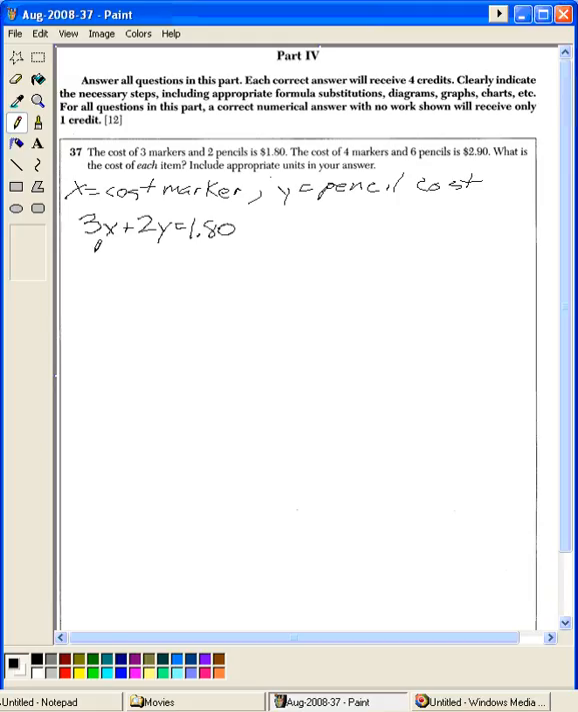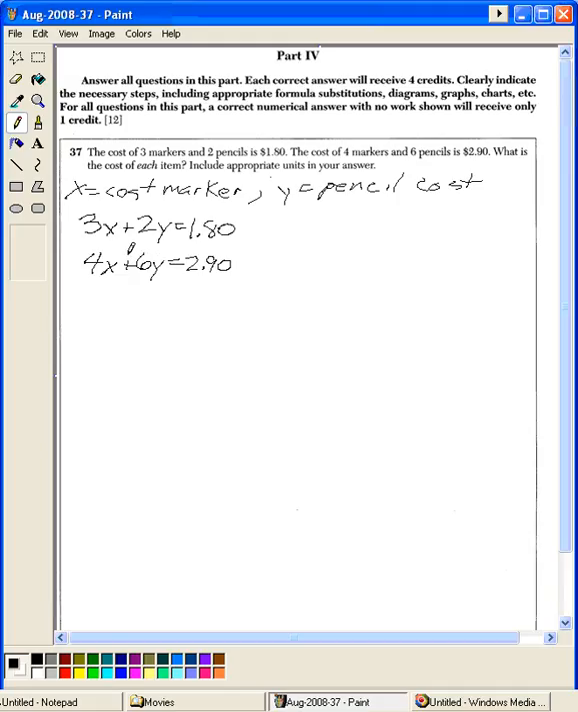Let's see if we can write another equation. The cost of 4 markers. And once you recognize these kind of problems, they go pretty quickly. 4 markers will cost that much. 6 pencils will cost this much. If I were to add those 2 together, they're going to cost $2.90. I got it. 2 equations, 2 unknowns.